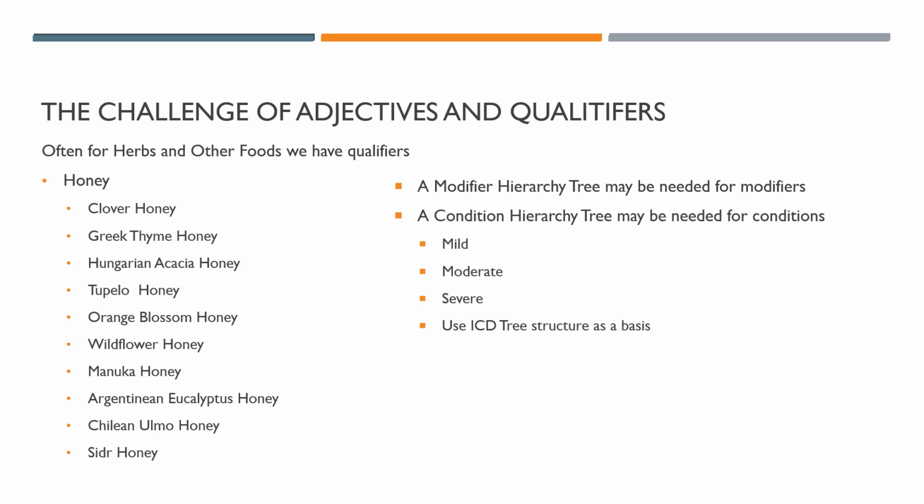Okay, so we have the challenge of adjectives and qualifiers. Often with herbs and other foods, like the cherry tomato, we have qualifiers. For example, for honey, you have clover honey, Greek thyme honey. You have a ton of different honeys, and sometimes the honeys have different microbiome modification properties. So we basically should keep them straight so we know what we're talking about.